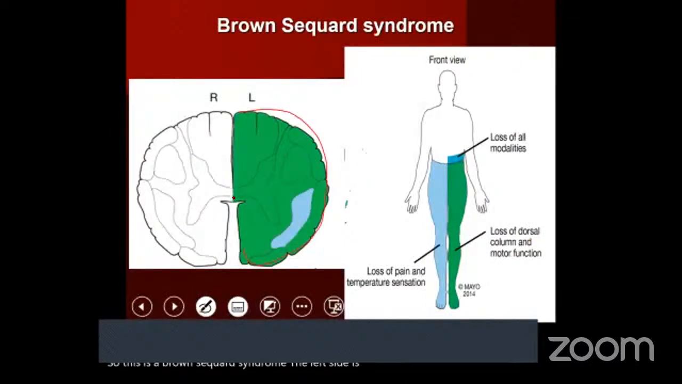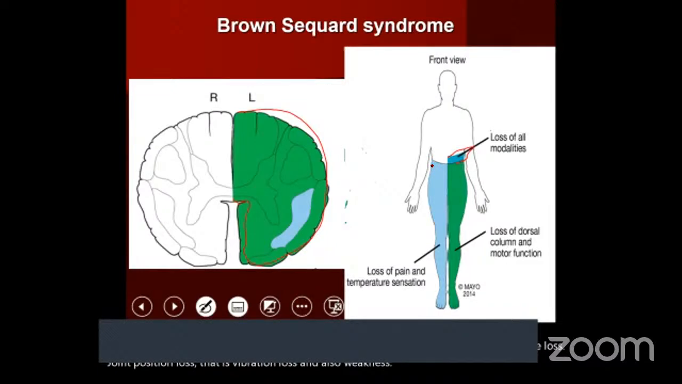We have discussed. And what it gives rise to is loss of all modalities of sensation at the level of the injury. This is a transverse section. So at that level, you get loss of all sensations. And ipsilaterally, meaning the same side of the lesion, you have proprioceptive loss, joint position loss, that is vibration loss, and also weakness. Contralaterally, you have loss of pain and temperature sensation.